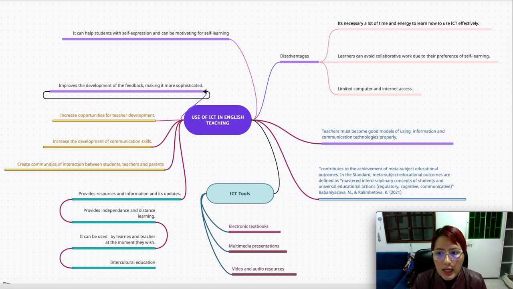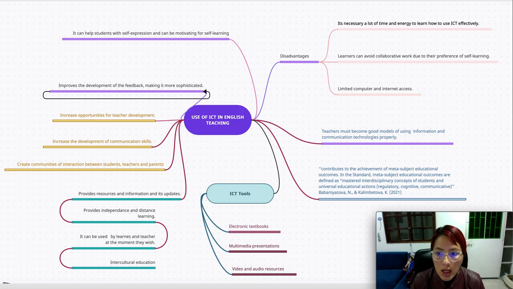We have here that teachers must become good models of using information and communication technologies properly. Why? Because if we want students to have good management of the internet and, most of the time, social media, we as teachers need to first know how to use these technology tools properly.